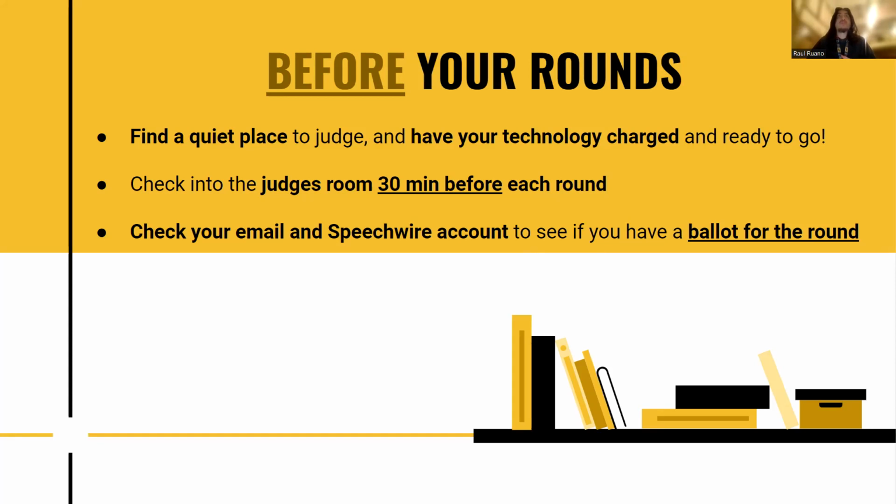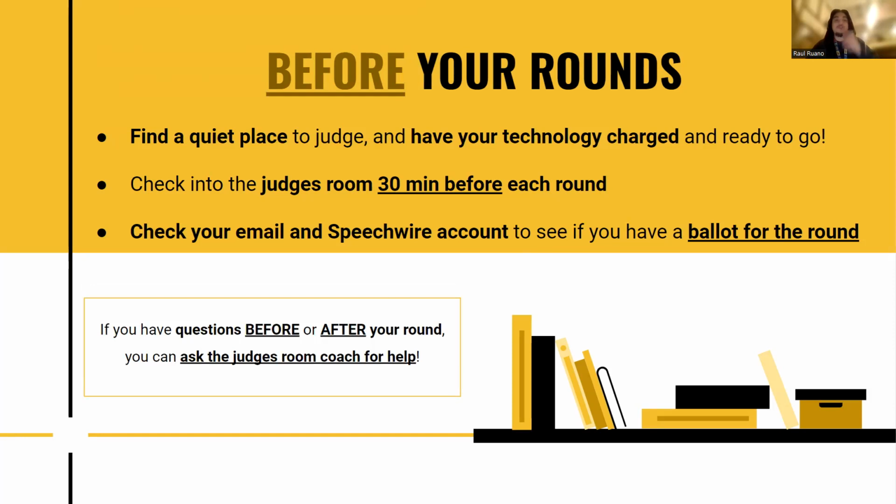Also, check your email and SpeechWire account to see if you have a ballot for that round. Since you're going to be in person, we're probably going to tell you you do have a ballot, and so to check it right then and there. All right. And if you have questions before or after your round, you can always ask anybody in the judges' room for help.